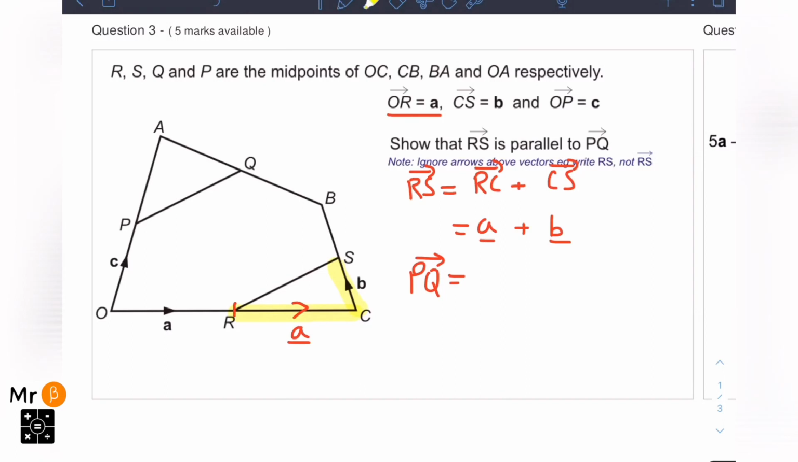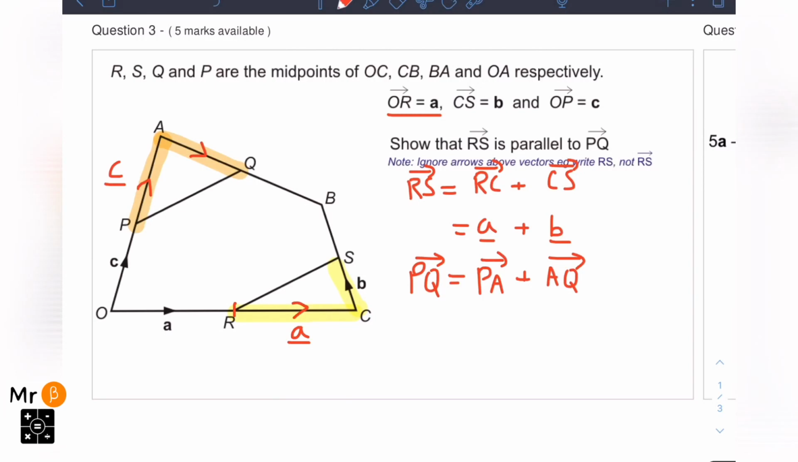So now we need to have a look at this vector PQ. So again, there is a direct route you can take, but with no information. So actually we're going to go around. We're going to go from P to A, and then A to Q. So P, A, Q. So again, using the information from above, P is the midpoint of your line OC. So therefore, P to A must be C. We also know that Q is the midpoint of this line AB.